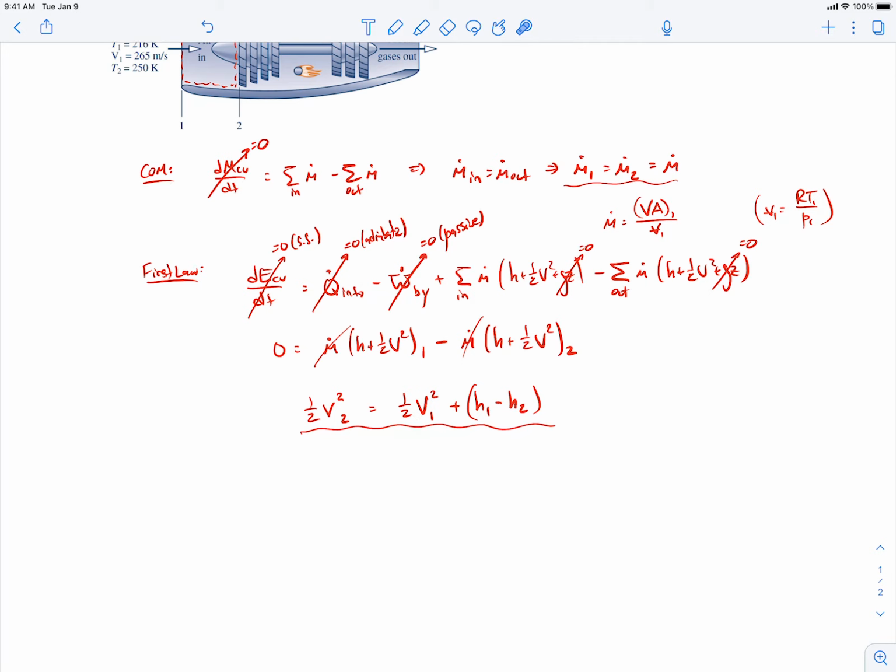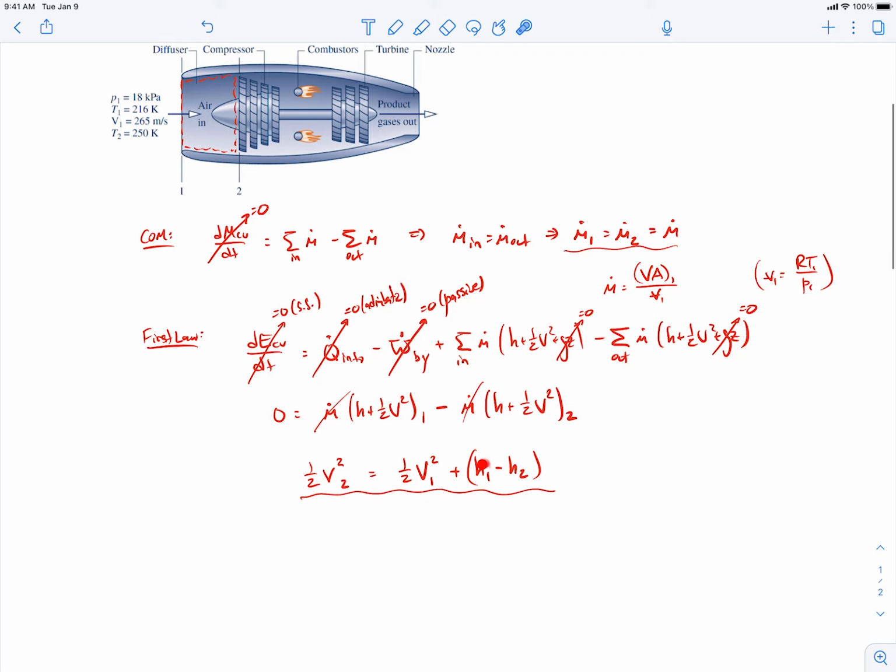Since we're given V1, we still have to find H1 and H2. But at least if we can find those, then we should be in good shape to find the velocity at the outlet. So let's think about how we're going to find the specific enthalpies. Now remember, we're dealing with an ideal gas, treating the air as an ideal gas.